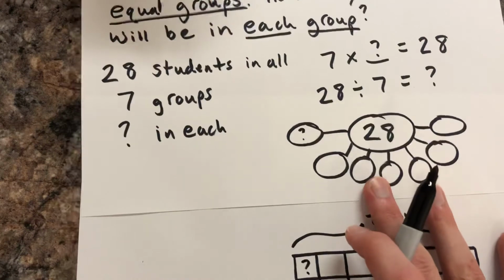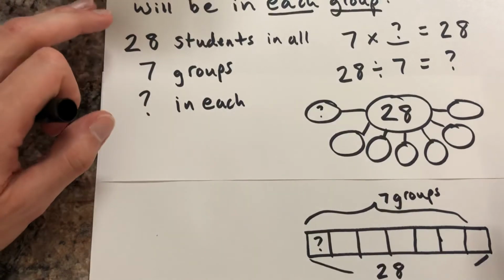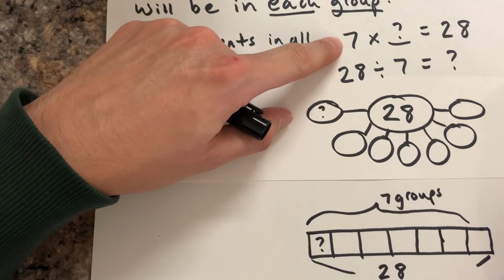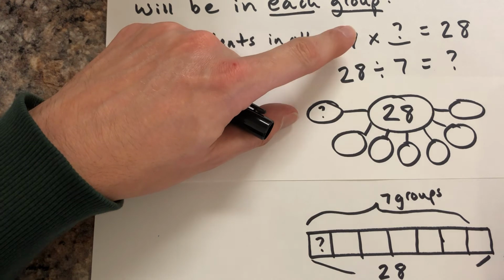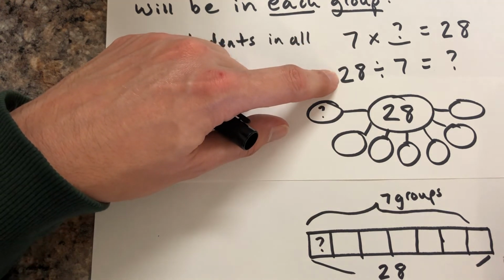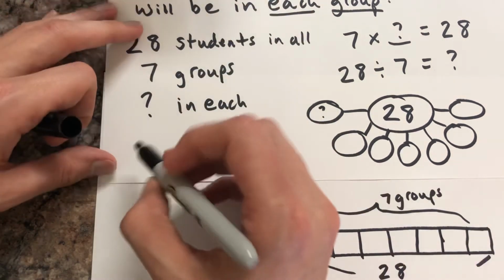Okay, this is where skip counting can really help us out, right? Okay, so let me show you the strategy again. We've got 28 students. Or excuse me, there are 7 groups. So let's count by 7s until we get to 28. And we'll find out how many times it takes us to count to it.